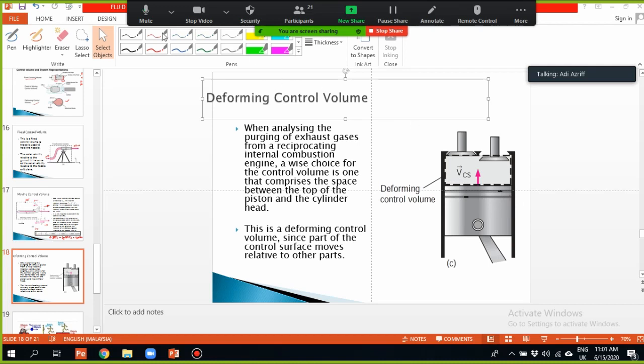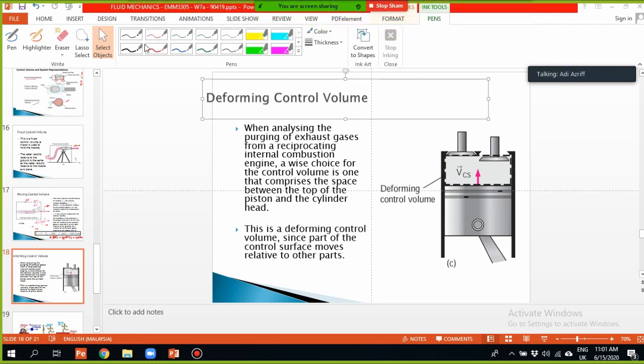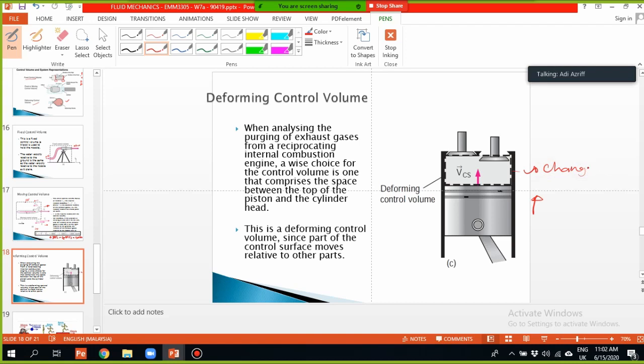So when the piston moves, we know that the control volume keeps on changing, based on the combustion area. That's why, with this type of concept, we take the control volume as a deforming control volume. This deforming control volume is due to the control surface moving relative to the parts.